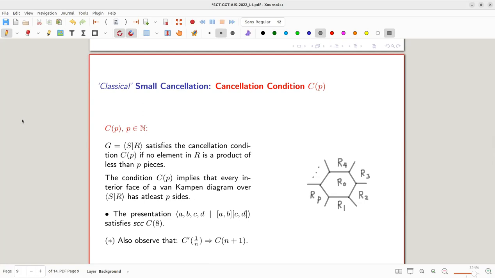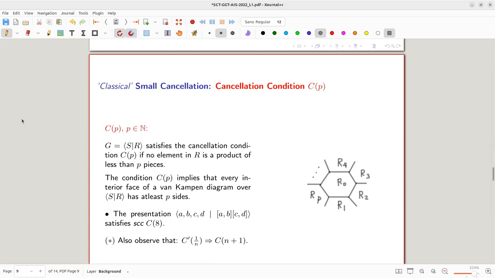Okay, what it says is that no element in R is a product of less than p pieces. It has to be a product of at least p pieces, no less than p.